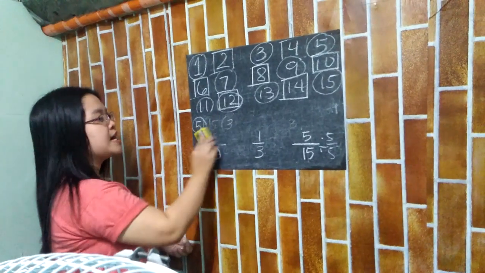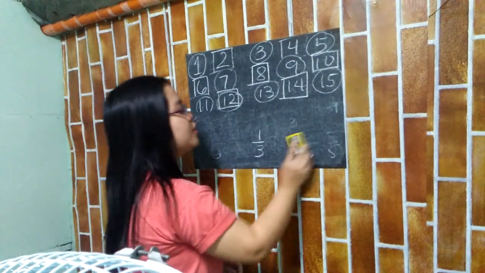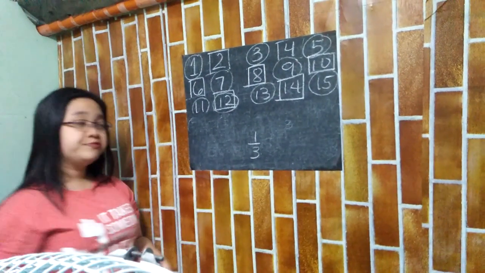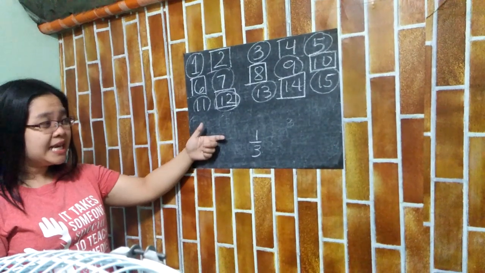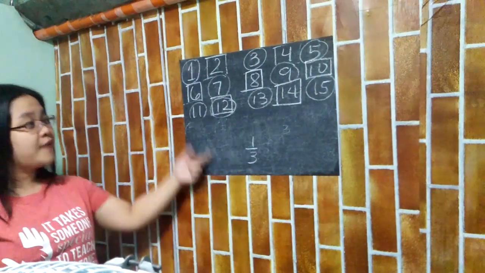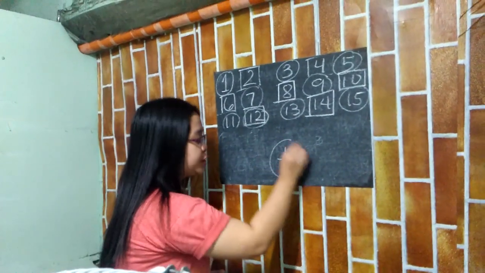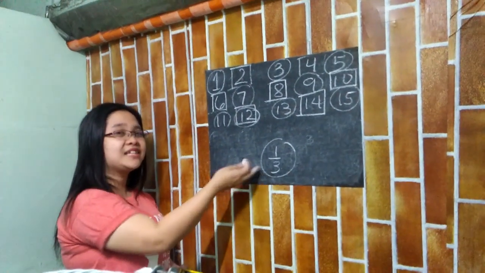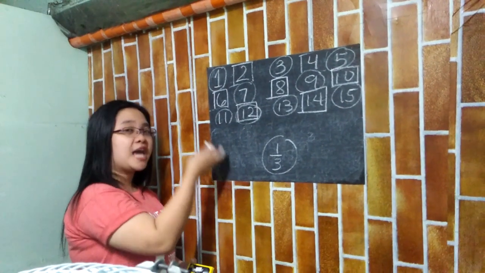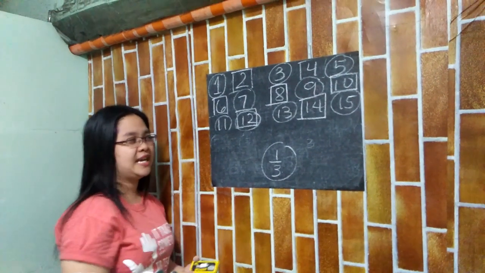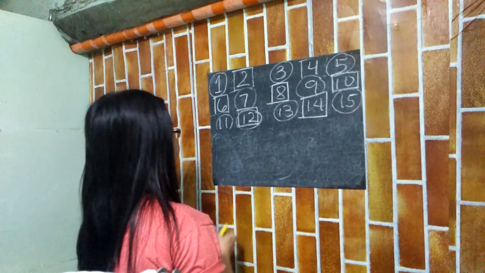So from our event, picking a multiple of 3, the chances is 5 out of 15, and its probability is 1/3. We get its 1/3 because we get the lowest term of 5 over 15. Okay? Another example.